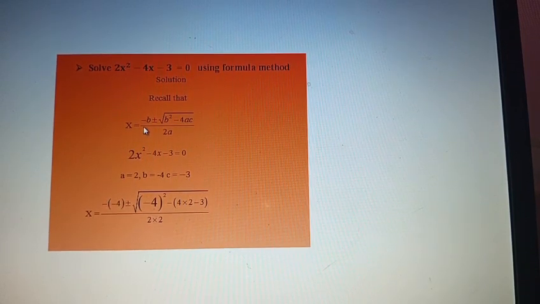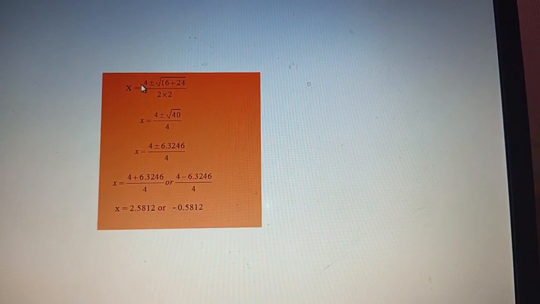When we plug it into the formula, remember that this b is carrying its own minus, and the formula is also having a minus. So we put the minus outside, which is the original minus, then plus or minus the square root of minus 4 squared, because our b is minus 4, minus 4 times a which is 2, times c which is minus 3, all over 2 times 2. Minus times minus will give us plus.